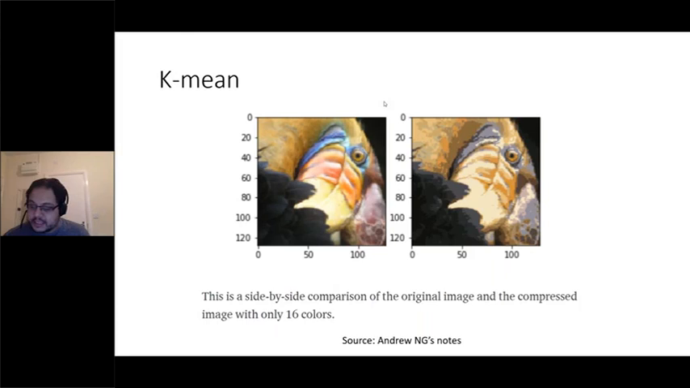Are you happy with this exercise, guys? Yes, yeah, sounds great. Perfect.